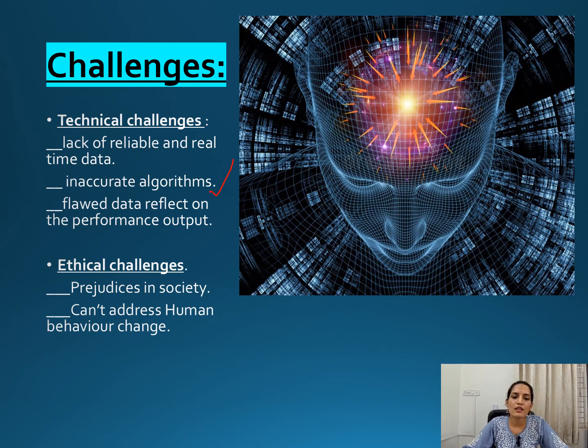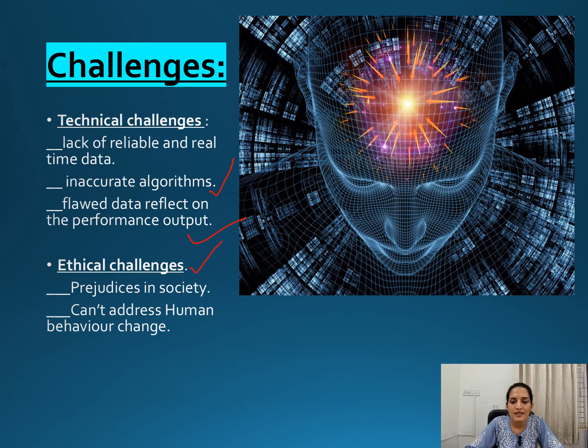So this is another technical challenge associated with machine learning, flawed data reflecting on performance output. As I told you in the beginning itself, if the algorithm is given wrong, if the data is given wrong, that will have a huge impact on the end itself, on the output itself. That is where the entire purpose of artificial intelligence, the purpose of machine learning will go wrong, will be completely destroyed, right? So this is where the technical challenge lies.